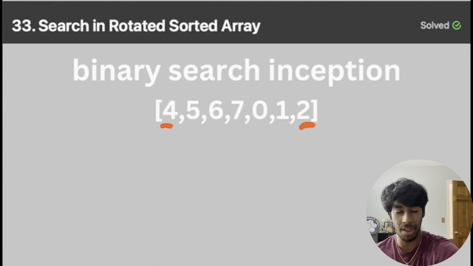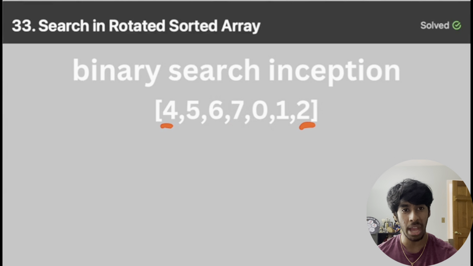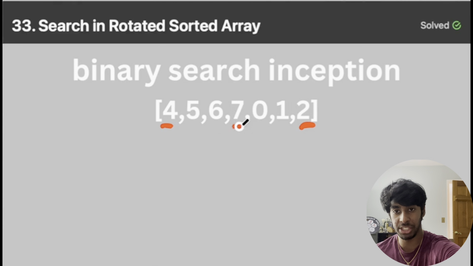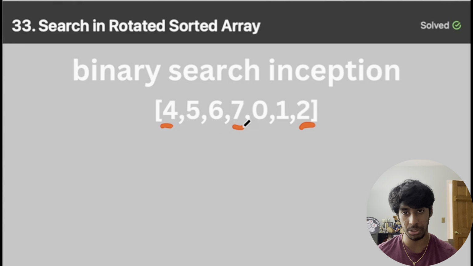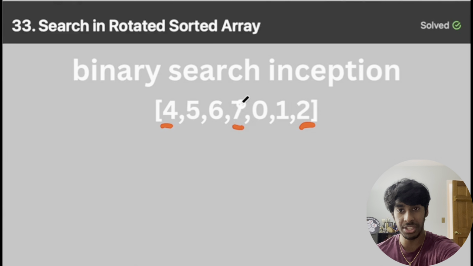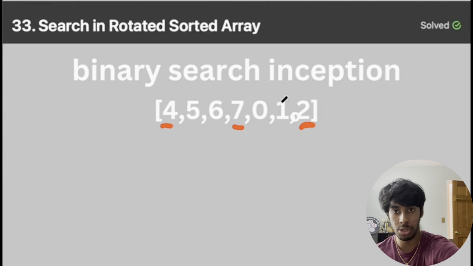So now that we know that 7 is not a pivot index, we need to find which half of the array the pivot index lies in. So now we have to compare 7 to our left and right pointers. 7 is both bigger than 4 and it's bigger than 2. So since 7 is in the middle of the array, but it's bigger than an element on the right side of the array, that means there must be some sort of breakage in the sorting between 7 and 2. So now we can limit the search space to here.